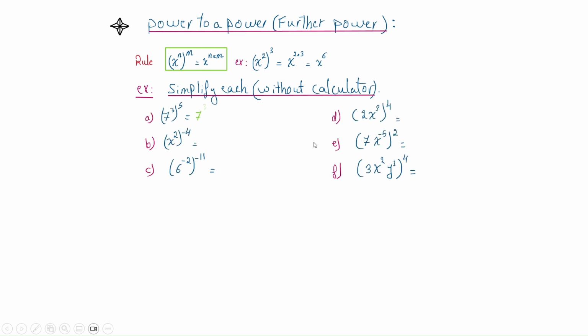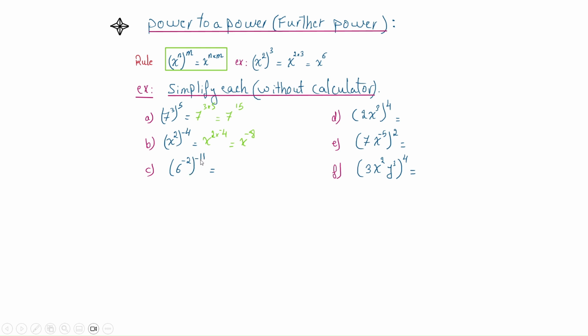Now, let's solve these questions together. These questions are confusing for students. So, please focus to understand. Part A, 7 to the power of 3, all to the power of 5. Simply we're going to multiply the exponents so we end up with 15. Too easy. Part B is the same. X to the power of 2, all to the power of negative 4, we're going to end up with negative 8, so x to the power of negative 8.